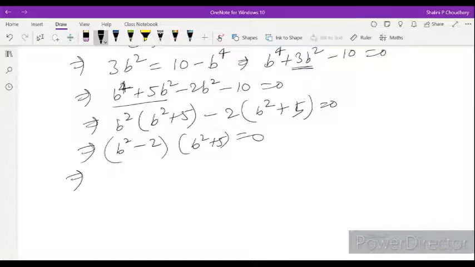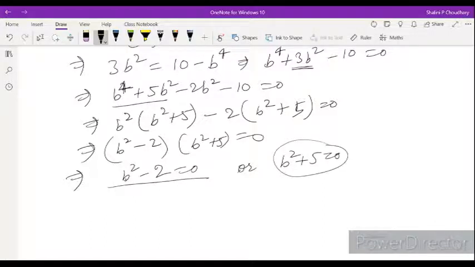So a and b both are real numbers. So in this case b square minus 2 will be equal to 0, or b square plus 5 is equal to 0, but we'll ignore this one. We have to take this one. Why? Because b square will be plus 2, it means there will be a real number. So b square will be equal to 2.